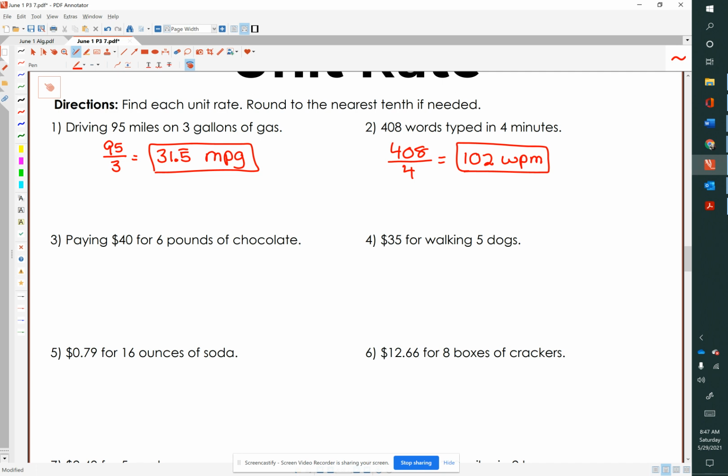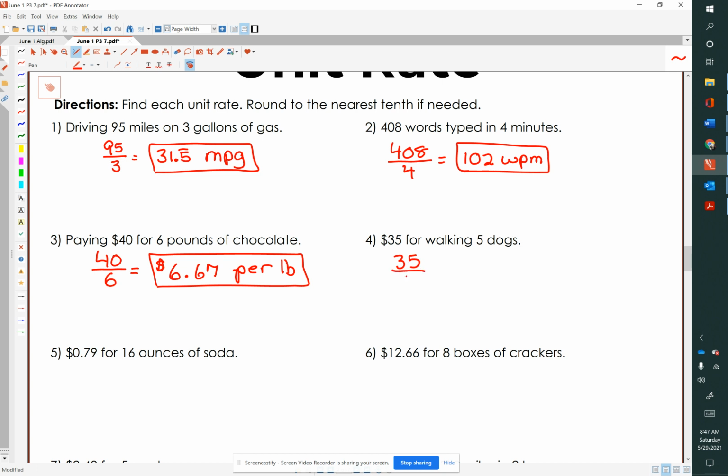So paying $40 for 6 pounds of chocolate, we want to find out how much is 1 pound of chocolate. So we'll divide 40 by 6. Remember, we're working with money, so we'll use the dollar sign. $6.67 per pound. Must be good chocolate.